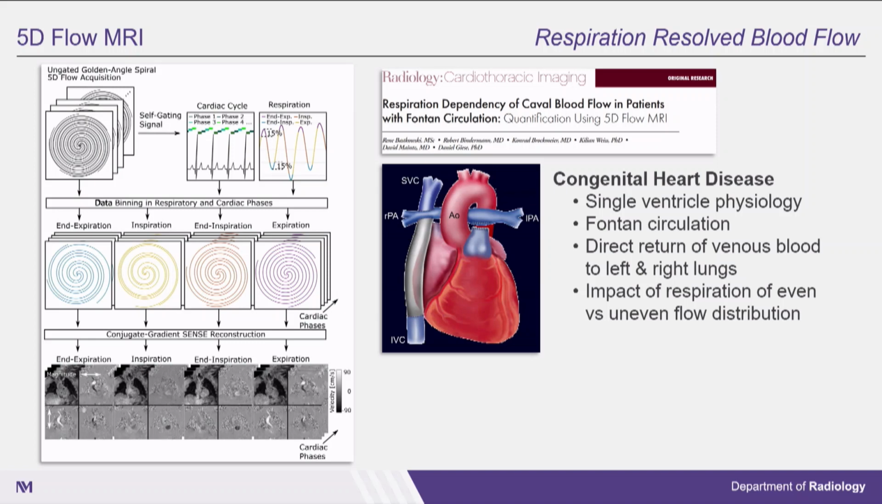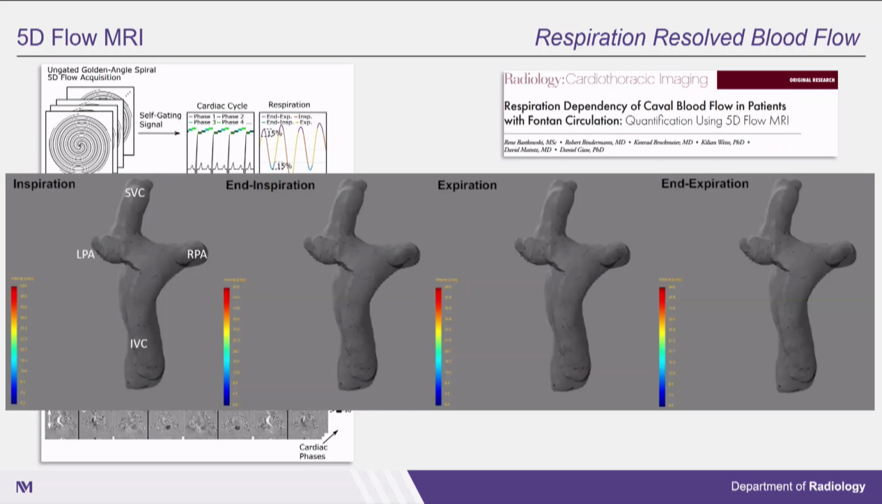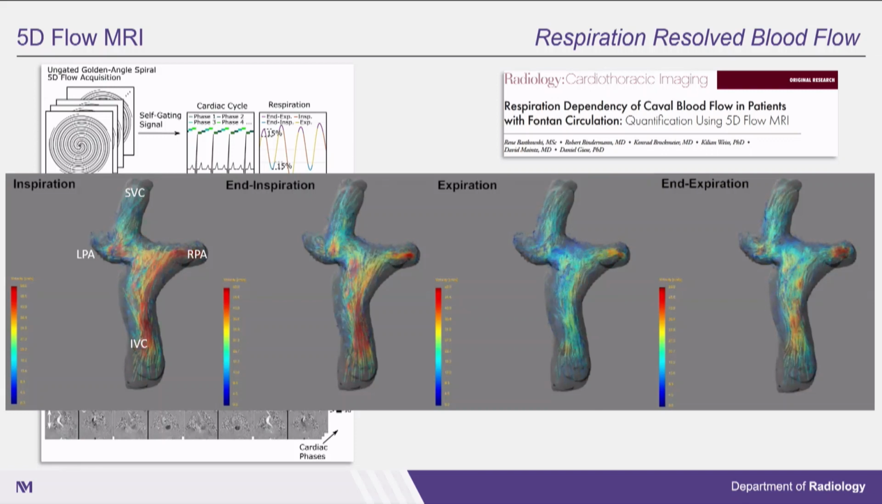And they were actually able to nicely show with this technique that if you look at the Fontan connection and visualize the flow for these respiratory states, you can see very different flow distributions to the left and right lungs. That's very important in these patients because you want to guarantee an equal distribution of flow coming from the liver to the left and right lungs. But with the traditional 4D flow techniques, you wouldn't pick that up. You would always look at data gated to end expiration. So you may actually miss some really important physiologic information.